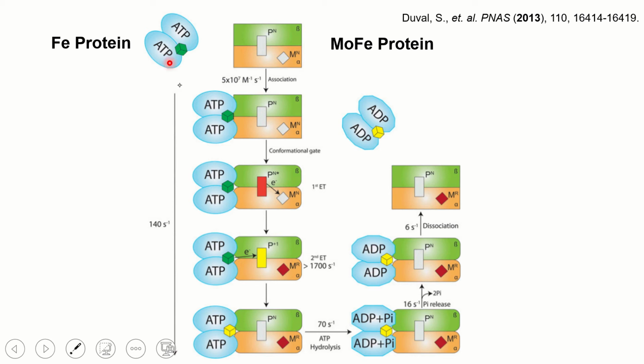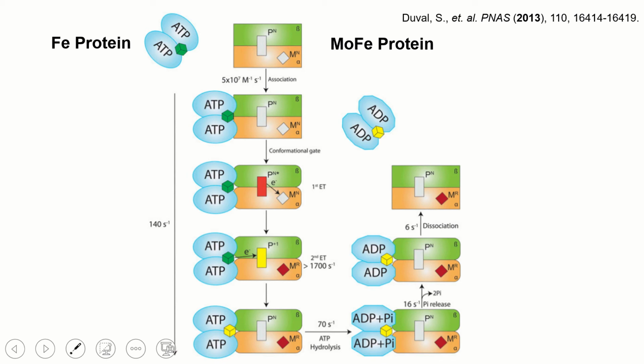The iron protein is only bound to the MoFe protein when there's ATP bound to the two ATP binding sites, and there's a cofactor in here called an iron sulfur cluster. When that's reduced, that will allow for binding to the MoFe protein, but only under these cases. As soon as the ATP is hydrolyzed, there's a very rapid dissociation of the iron protein from the MoFe protein.